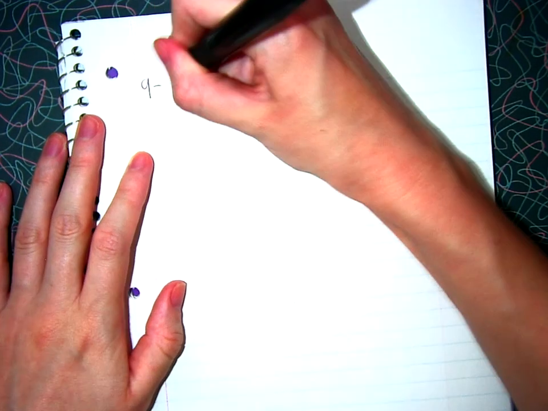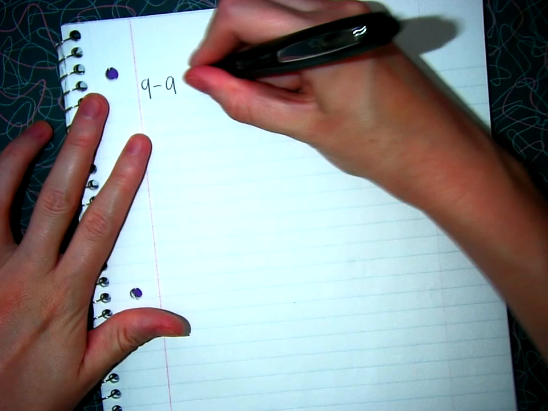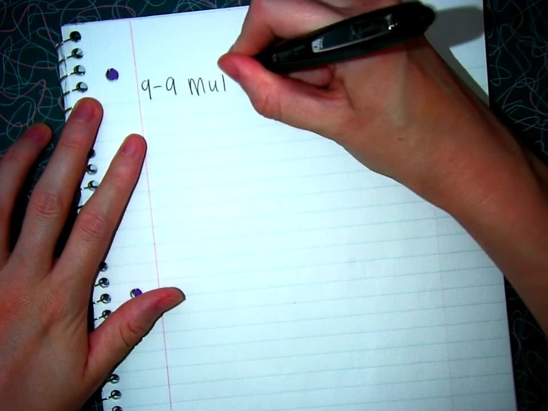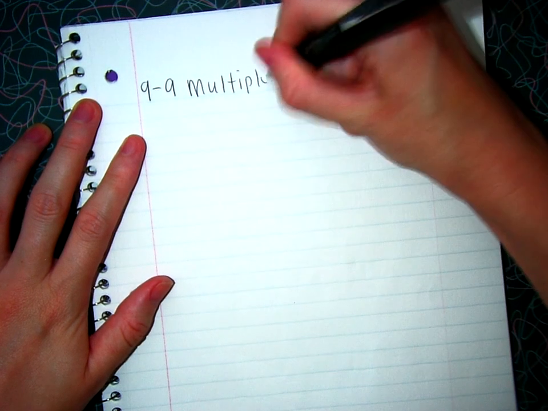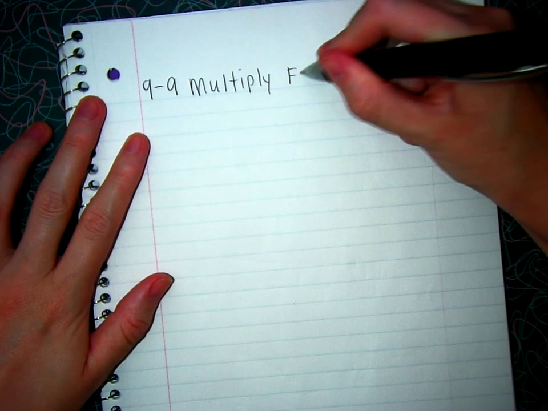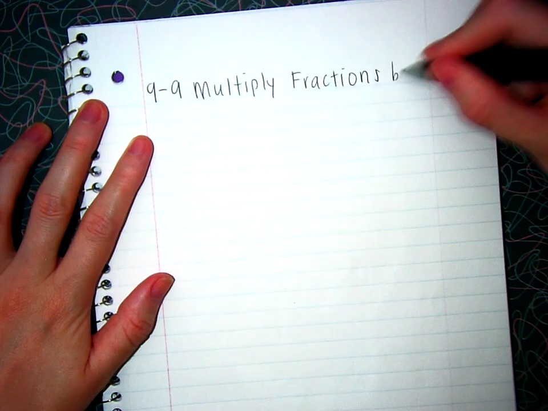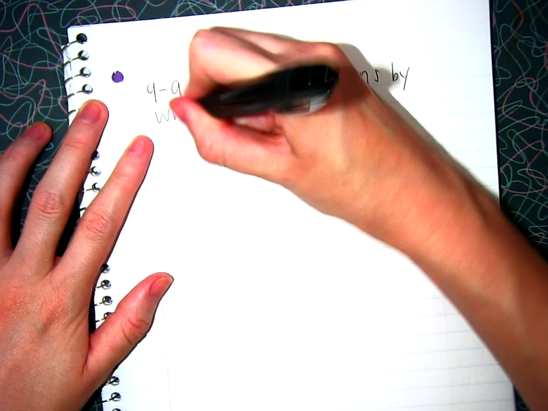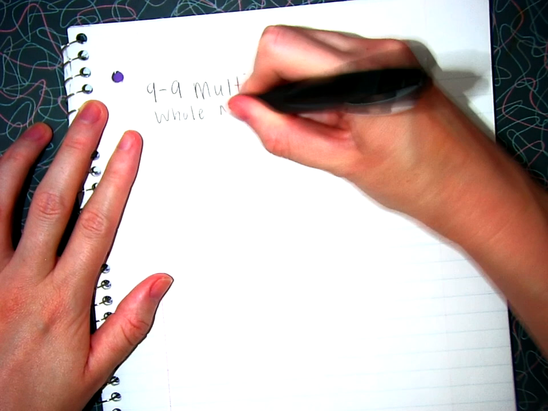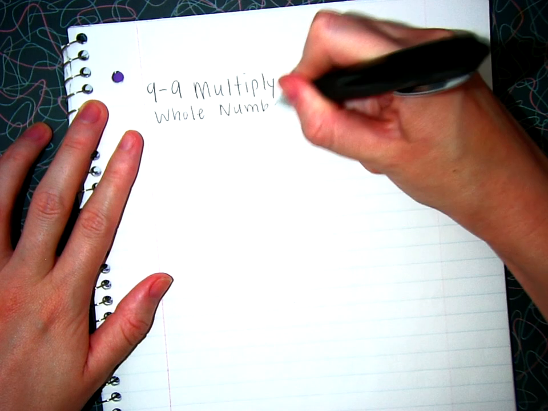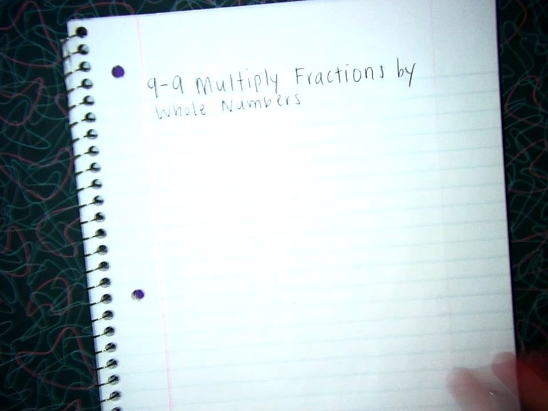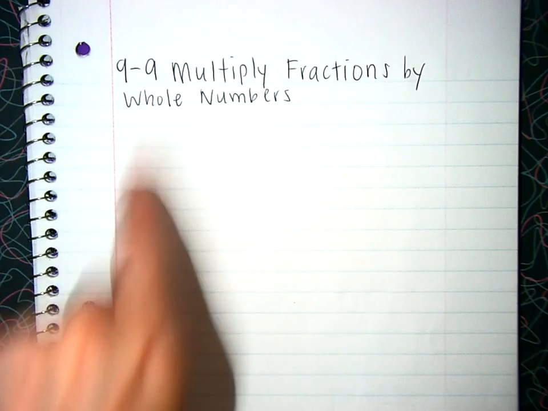Okay, so today we are going to be doing Chapter 9, Lesson 9. So this is 9, and it is going to be multiply fractions by, I'm going to run out of room here, so I'm going to go to the next line, by whole numbers. So as you can tell from the title of the lesson, we are going to be multiplying fractions.